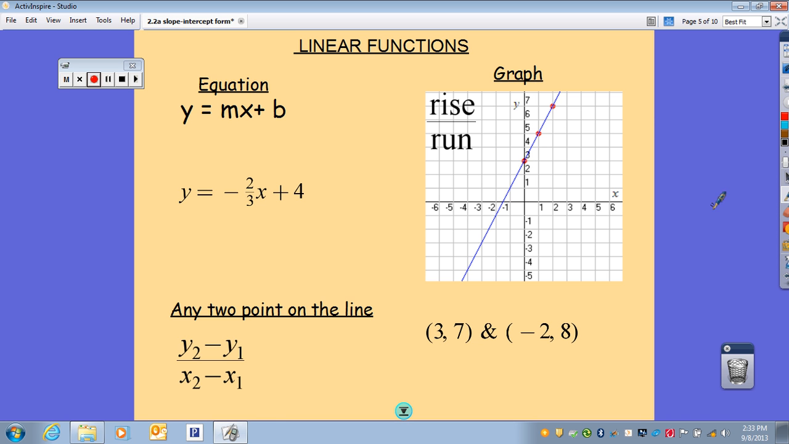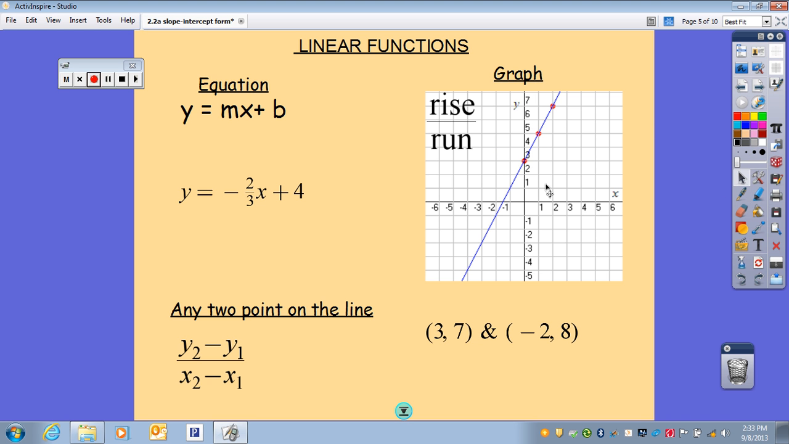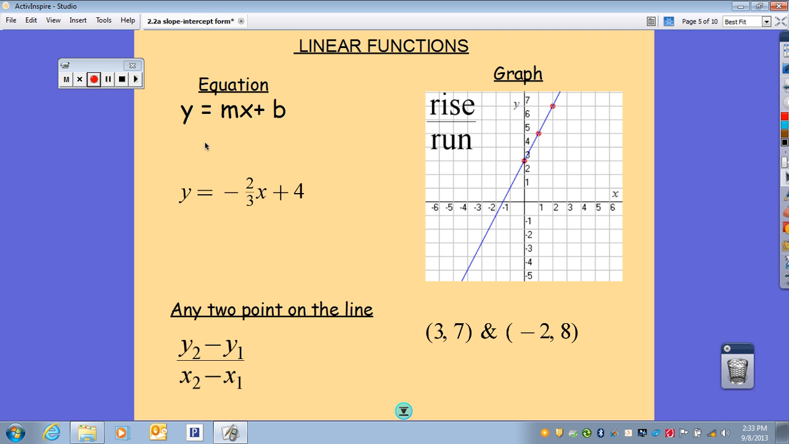So in a linear function, we recall that the equation in slope-intercept form is y equals mx plus b, where m represents the slope and b represents the y-intercept. So in this particular example, negative 2/3 represents my slope and 4 would be my y-intercept.